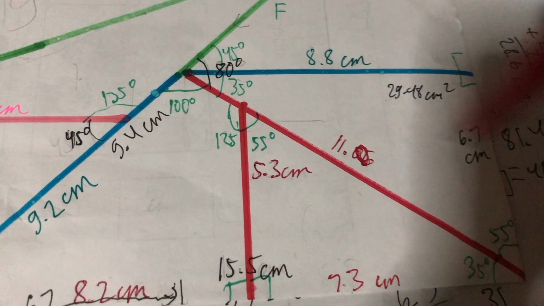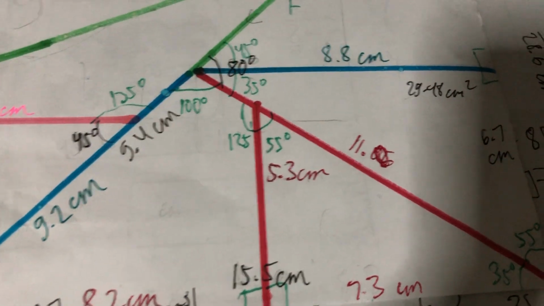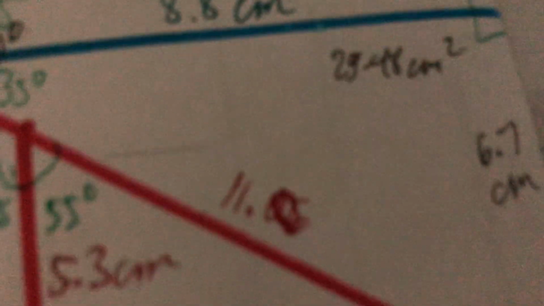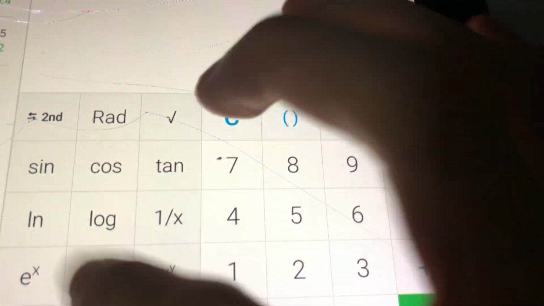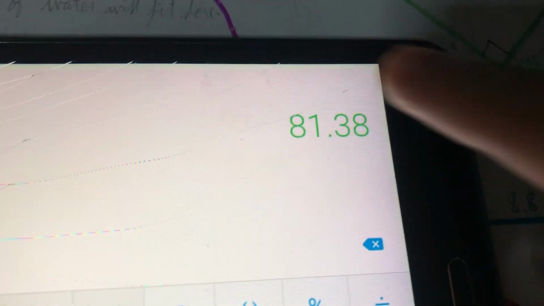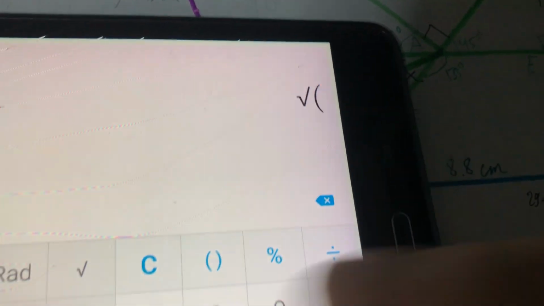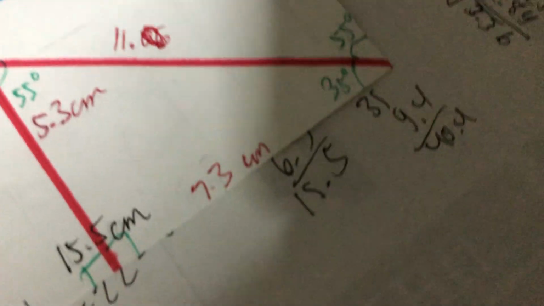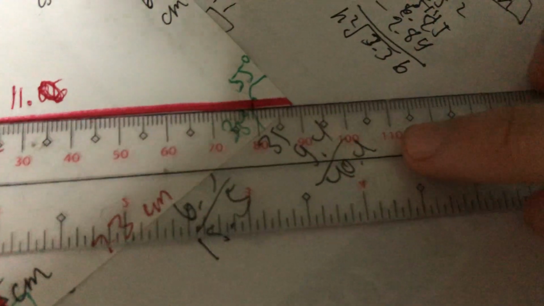We do 7.3 times 5.3 divide by 2. And when we do that, what do we get? Let's work it out on a calculator para mas mabilis. Okay? 7.3 plus 5.3 squared. We should get 81.38. Take the square root of this number, you should get 9.02 or just simply 9. 9 na lang in short. So therefore, this measure must be 9.